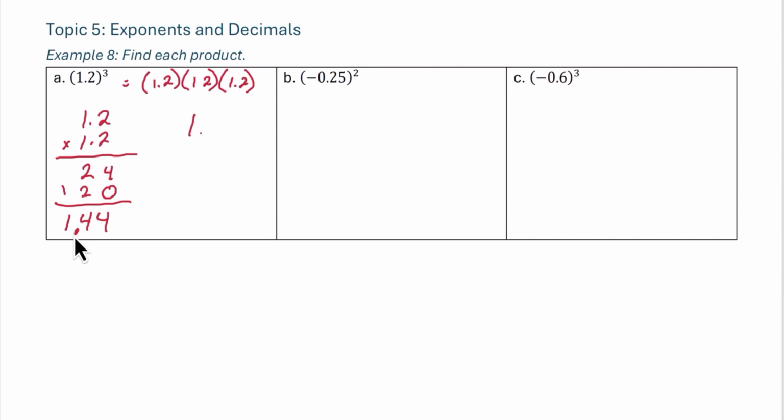Now, we need to multiply that by the third factor. 2 times 4 is 8. 2 times 4 is 8. 2 times 2 is 4. 0. Then we get 4, 4, 1. And add. Count the number of decimal places. There are 3 total decimal places in the factors, which means we need 3 in the product.